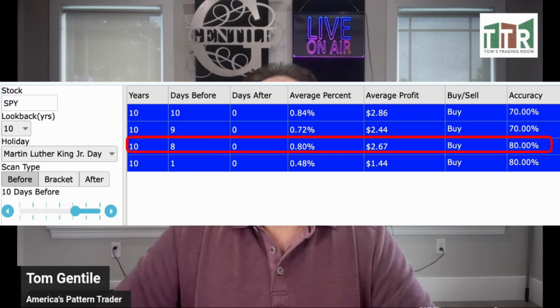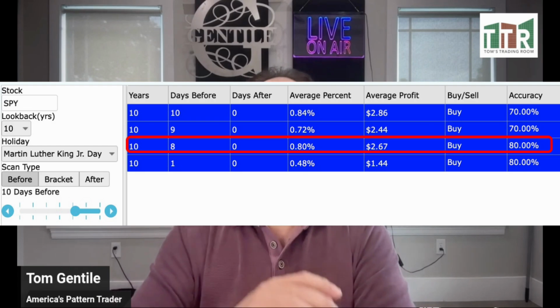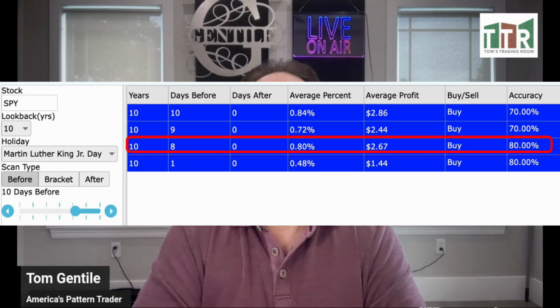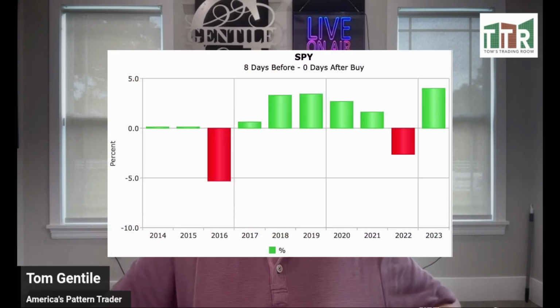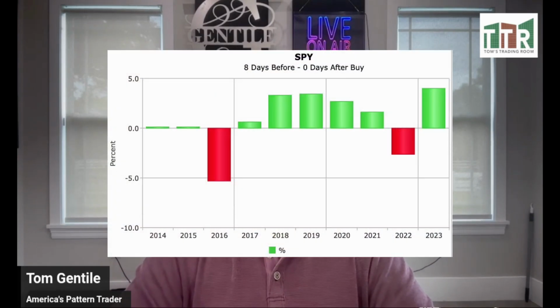Can we do better? Well, take a look at line number 3. Line number 3 shows a pattern that goes 8 days before MLK. And now this position, while it only brings in 0.8%, is 80% accurate. So pretty much the same average return based on a day per day basis, but with a higher accuracy rate. And we can see on the screen here, the 8 years this pattern was up and the 2 years, 2016 and 2022, when the pattern did not work.